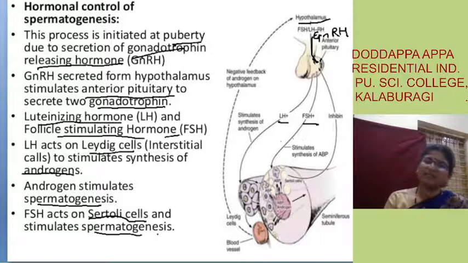Fine. And when a sufficient number of sperms are produced, then inhibin will stop the secretion of the gonadotropins from the anterior pituitary. Like this the cycle will begin. The cycle will continue.